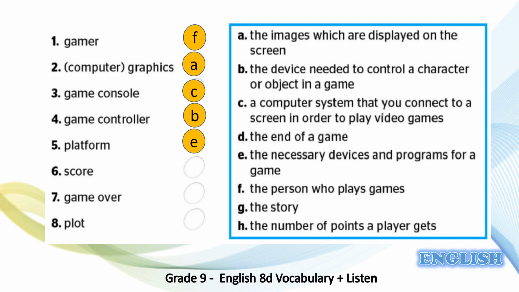Excellent. Look at number 6. Score. I think it's easy. Yes, well done. H. The number of points a player gets. Good. Number 7. Game over. Yes, well done. D. The end of a game. Excellent. The last one, plot. It's easy. Yes, G. Excellent. The story. Excellent. Well done.